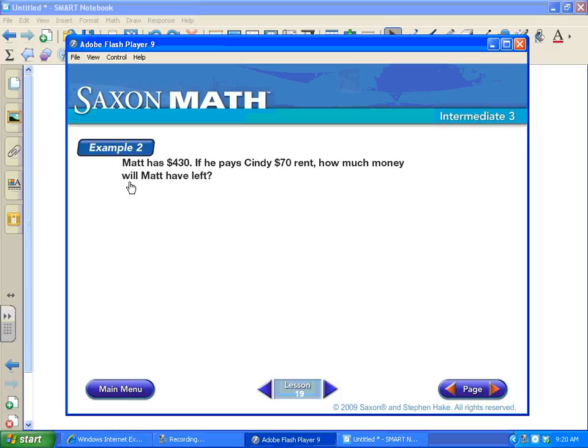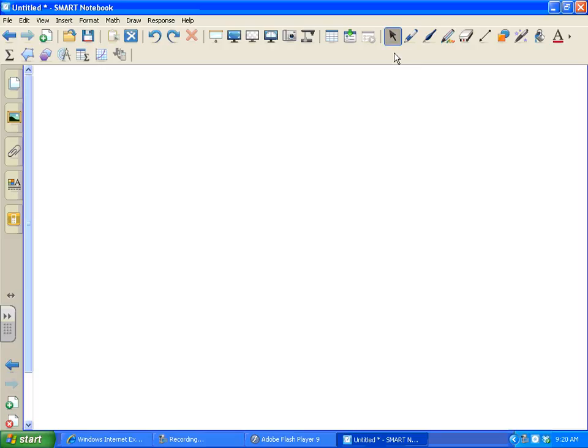Example 2. Matt has $430. If he pays Cindy $70 rent, how much money will Matt have left? So he starts with this amount, and then he pays. He's taken away from what he has, right? And that means what kind of math? Subtraction. 430 minus 70. Okay, here's where it gets tricky. I'm going to go ahead and write my $430 minus. Now, I need to know where to write that 70.